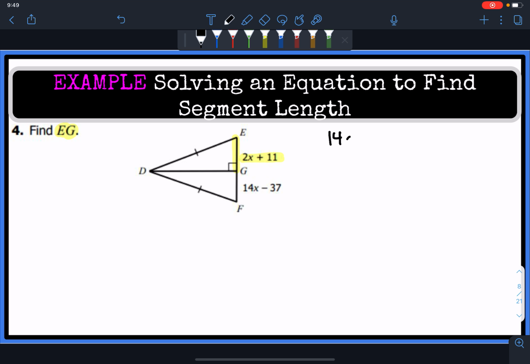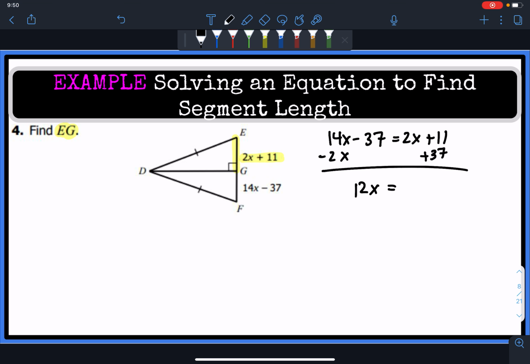So 14x minus 37 is going to equal 2x plus 11. If you write it the other way, it does not matter. We're just simply equaling them to each other. With letters to the left and numbers to the right, I end up with positive 12x is equal to 48. We divide by 12 and the value of x is 4. So with the value of x equaling 4, I can figure out the measurement of E to F by substituting in 4 for the value of x.